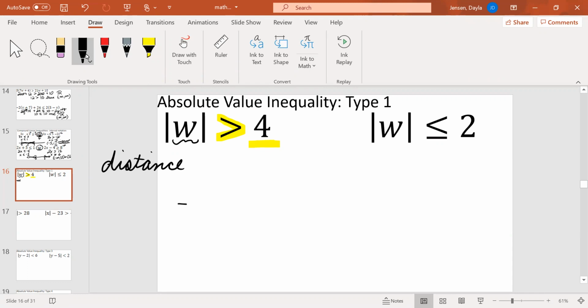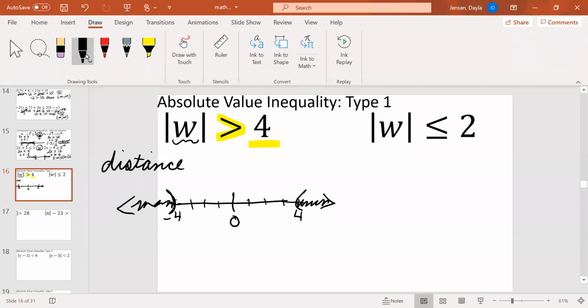So if I look at my number line, here's 0, and here's 1, 2, 3, 4 positive, and here's 1, 2, 3, 4 negative. What this absolute value means is whatever W is, it has to be more than 4 units away from 0. So it either has to be below -4 or it has to be above +4. Anything in those two intervals will be greater than 4 units away from 0.